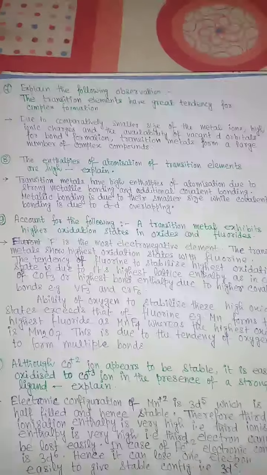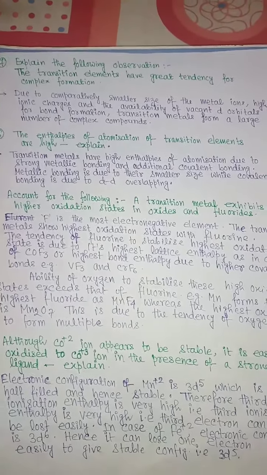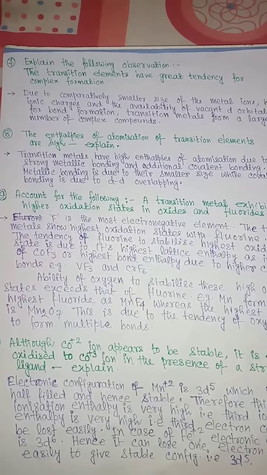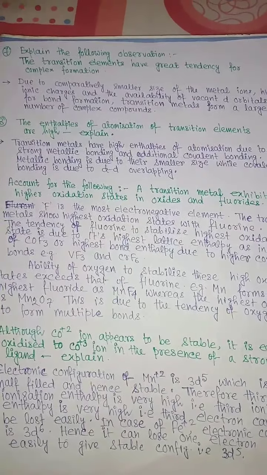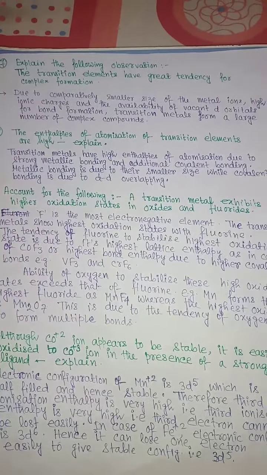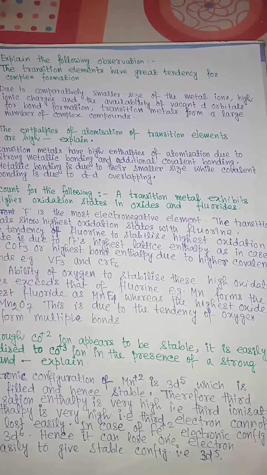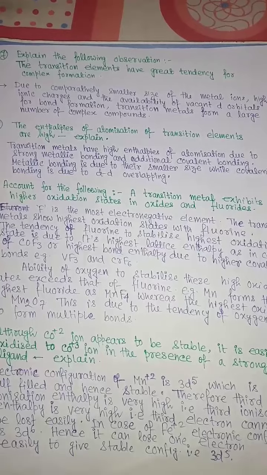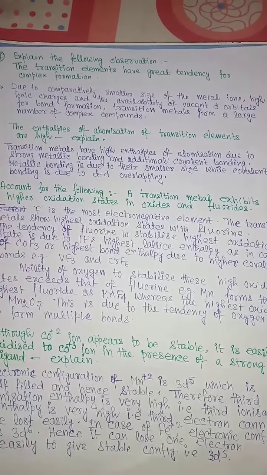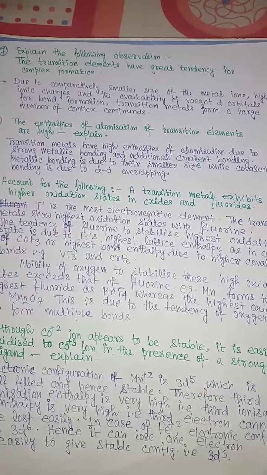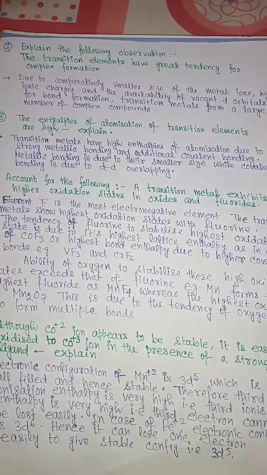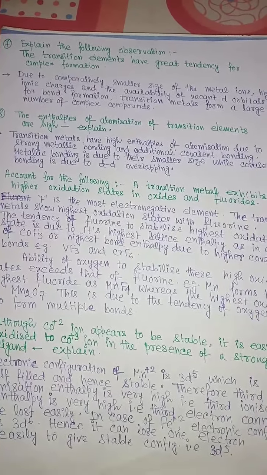Next question. Explain the following observation. The transition elements have great tendency for complex formation. Answer: due to comparatively smaller size of the metal ions, high ionic charges and the availability of vacant d orbitals for bond formation, transition metals form a large number of complex compounds.